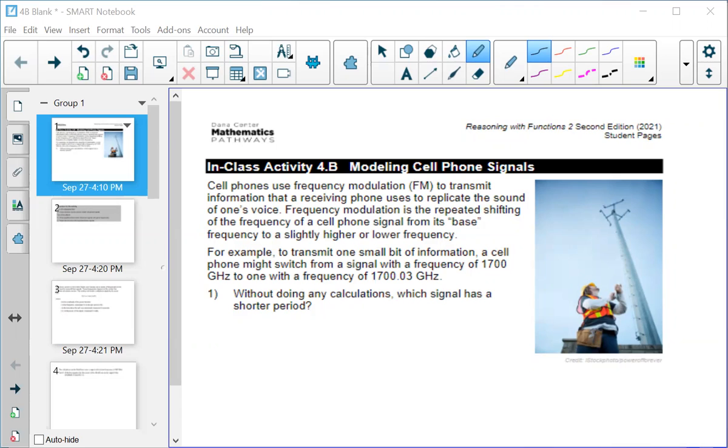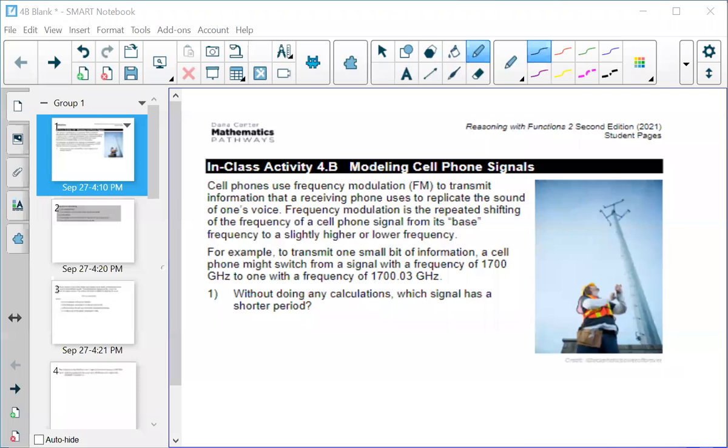In-class activity 4B, modeling cell phone signals. Cell phones use frequency modulation, FM, to transmit information that a receiving phone uses to replicate the sound of one's voice. Frequency modulation is the repeated shifting of the frequency of a cell phone signal from its base frequency to a slightly higher or lower frequency.